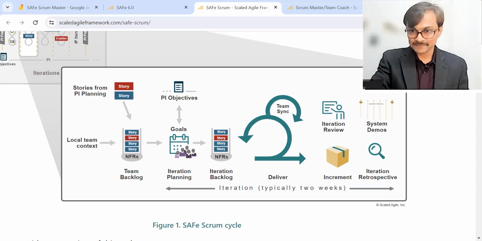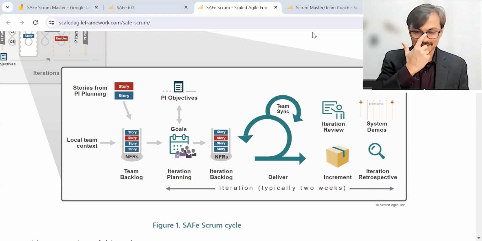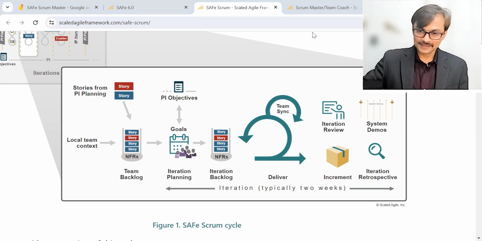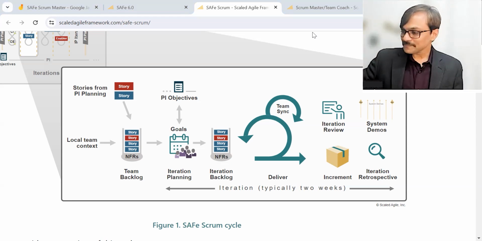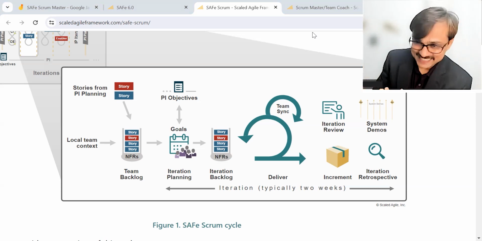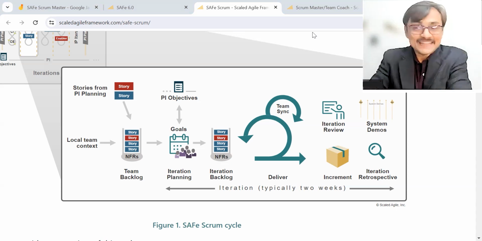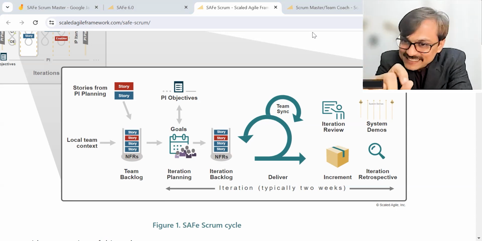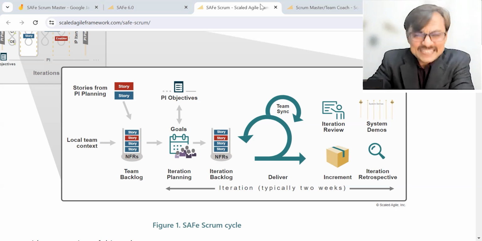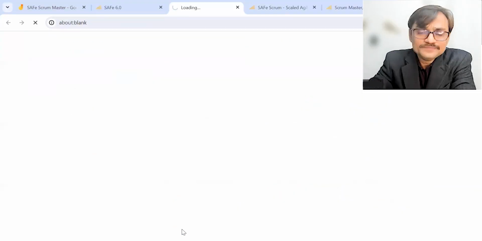Hi, Saket. Go ahead, please. Thank you. So what if we are implementing Kanban in this, if we are not implementing Scrum? You can do that. Then you don't use Safe Scrum. Then you use what? Safe Kanban. There is a different cycle called Safe Kanban, and I can briefly explain.